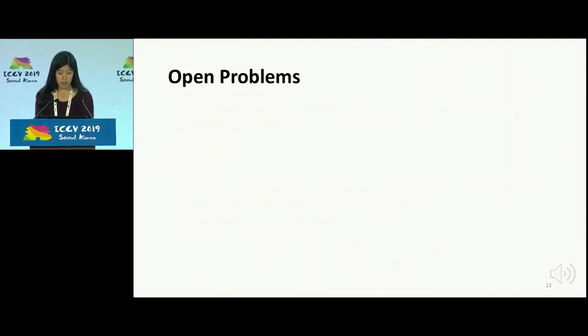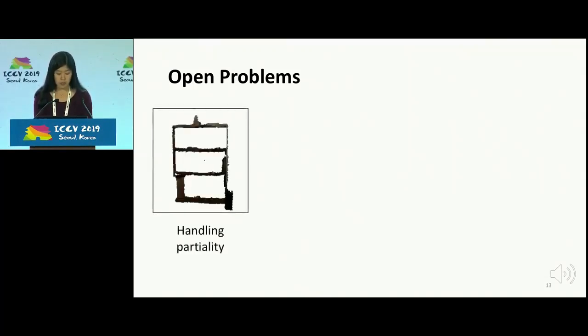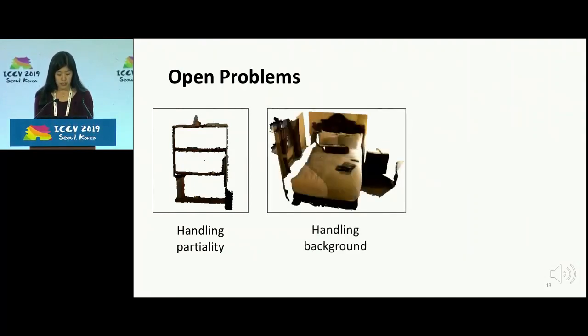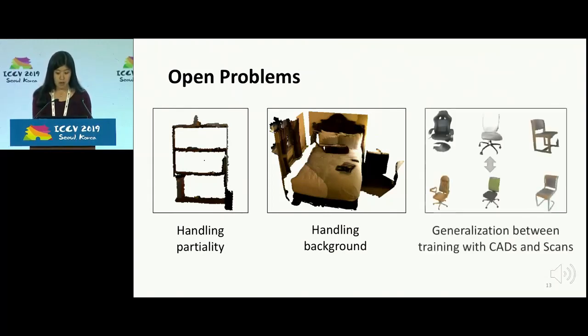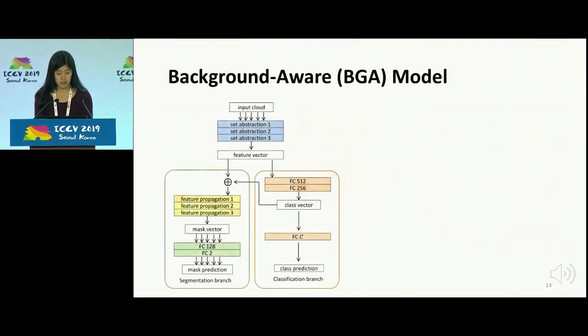Our benchmark also helped us recognize 3 open problems that are present when dealing with scan data. First, how to handle object partiality, for example, when scans are incomplete or when objects are occluded. Second, how to handle background points present when scanning the object. And third, how to generalize between CAD and scans, for example, training in one domain and testing on the other.